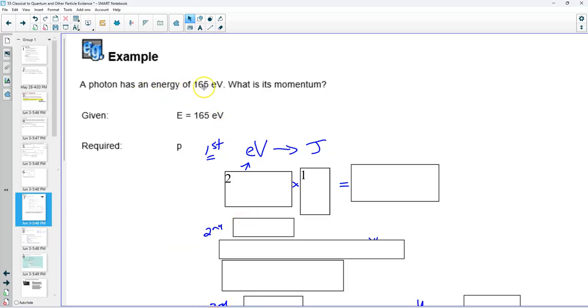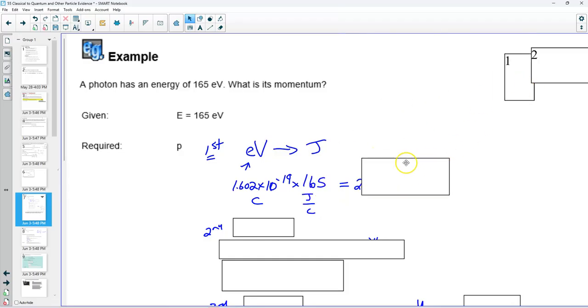So yeah, if we were looking at a little bit of calculation to do with this: a photon has an energy of 1.65 electron volts. What's its momentum? First convert to the joules version. We've done that enough before that I'm not going to talk about it a whole lot. But certainly this is this many joules per coulomb, right?